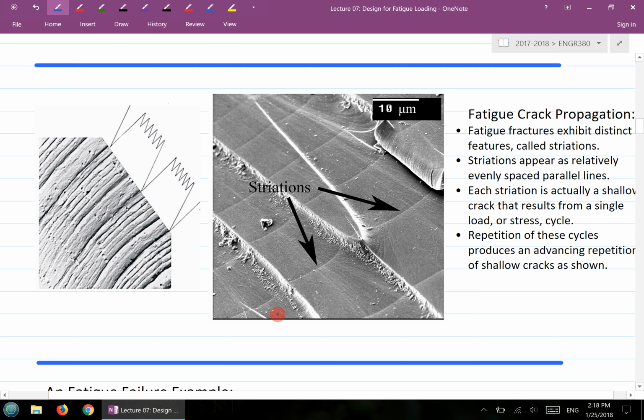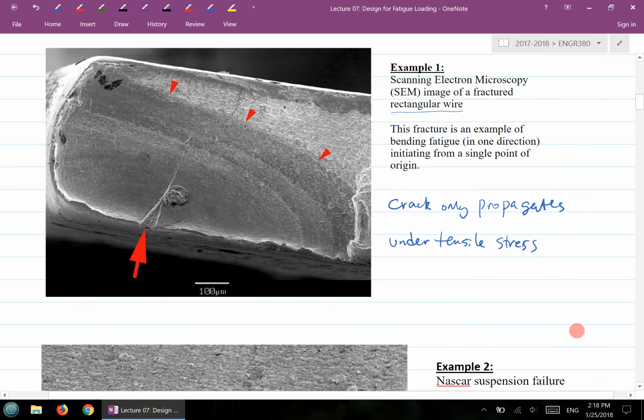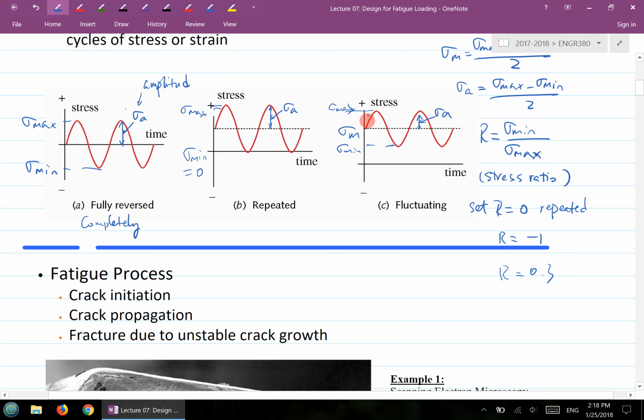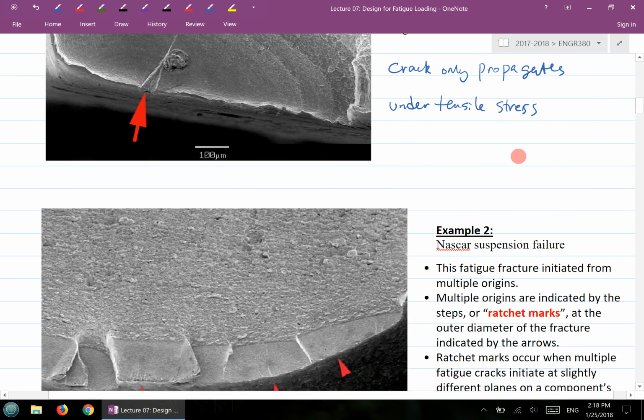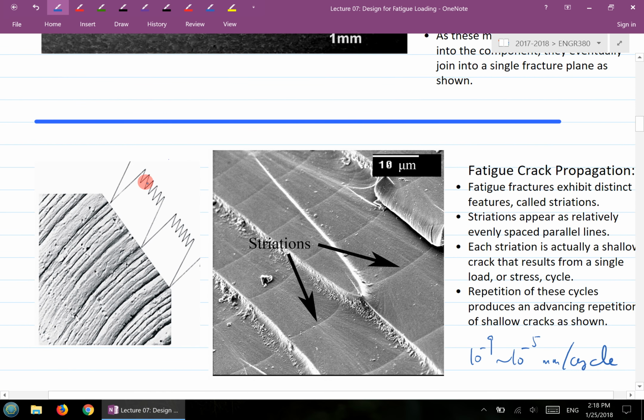And they are very small, typically on the order of 10 to the negative 9 to 10 to the negative 5 millimeter per cycle. It depends on the amplitude of the loading. What I showed you here is a very ideal case, where we are assuming constant amplitude. In reality, your loading condition could be this kind of loading condition, which will cause a different type of pattern for the striations.